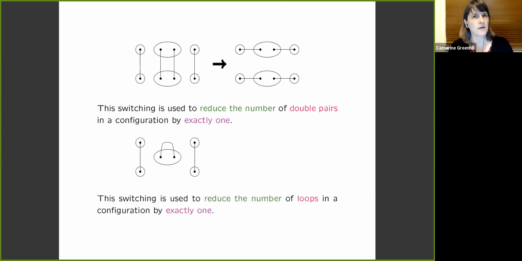And similarly, you can do something to reduce the number of loops by exactly 1, and make this kind of unimpressed face that we have here. But again, these pairs should all be simple pairs with multiplicity 1. Okay.